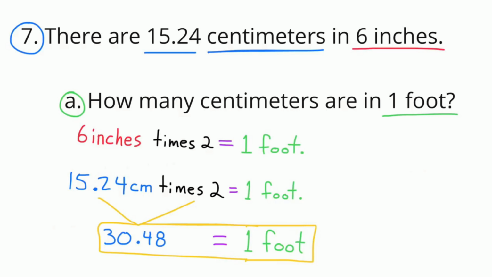Number 7. There are 15 and 24 hundredths centimeters in 6 inches. A. How many centimeters are in 1 foot? Well, 6 inches times 2 equals 1 foot. So 15 and 24 hundredths centimeters times 2 is going to equal 1 foot. So there are 30 and 48 hundredths centimeters in 1 foot. That's just less than 30 and a half centimeters in 1 foot.